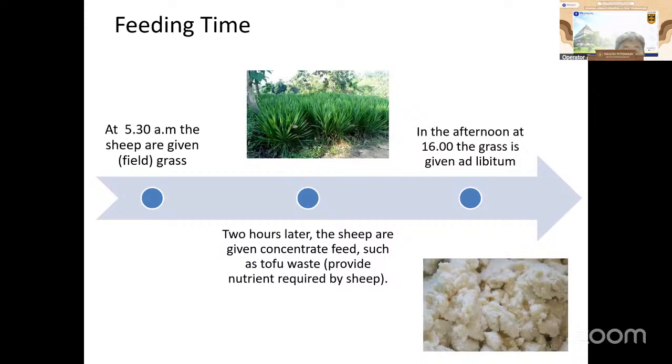The farmer usually feeds their sheep three times a day. In the morning, they give grass, usually field grass, and 2 hours later, the sheep are given concentrate feed, such as tofu waste. And in the afternoon, the sheep are fed grass ad libitum.